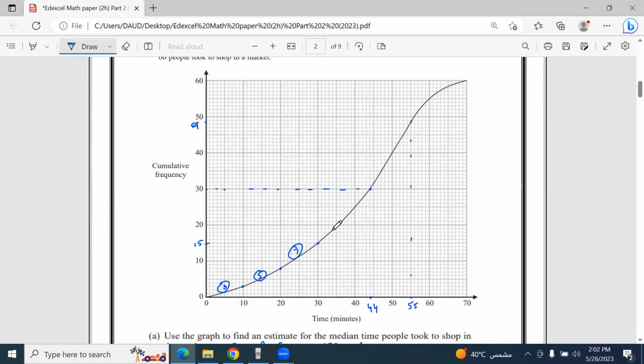And then 30 to 40. If we check at 40, it is 25. So 25 minus 15 gives me 10. And 40 to 50: at 50, it is 40, and at 40, it is 25. So let me check what they want next.